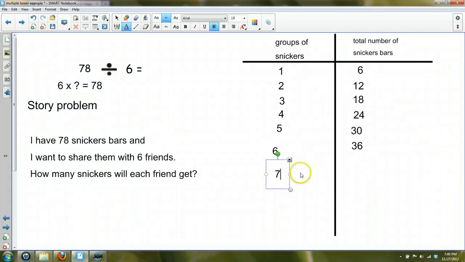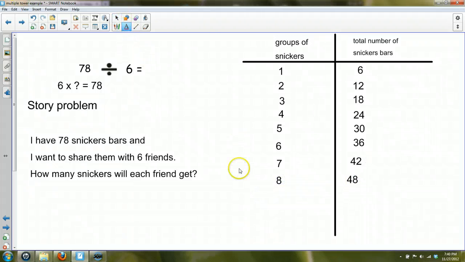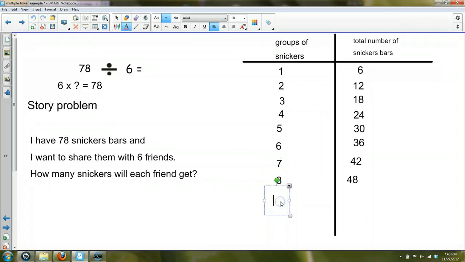7 times 6 equals 42. 8 times 6 equals 48. Now again, I just want to kind of organize myself here because my numbers are getting spread out. So I'm just going to slide them up so that they match up and I'm keeping my workspace neat and organized. Okay, so now I've got 9 groups of 6, and 9 times 6 equals 54. All right, next up, 10 groups of 6, which equals 60, because I know 10 times 6 equals 60.